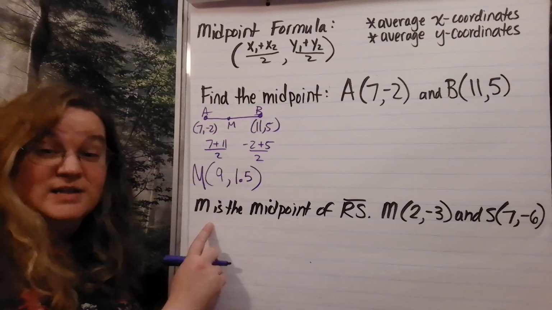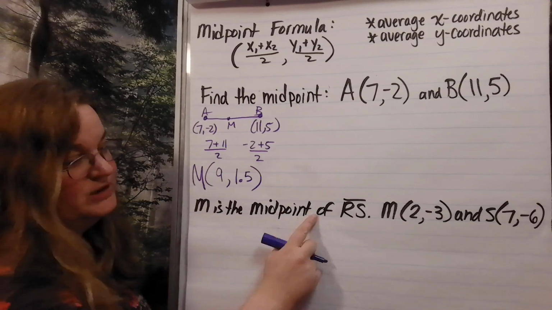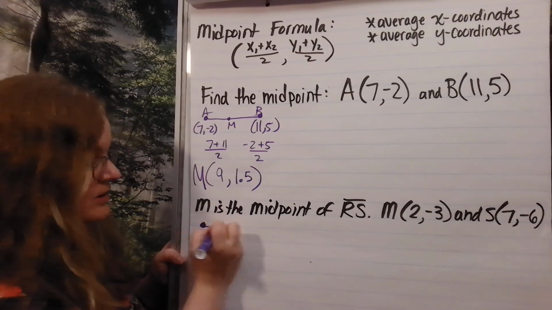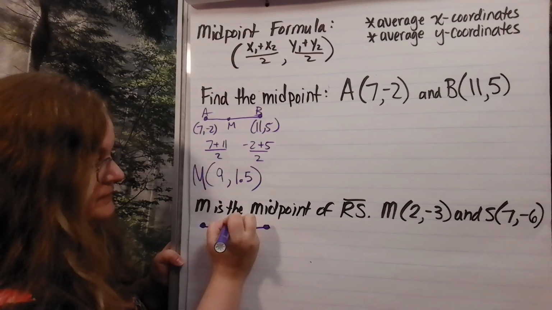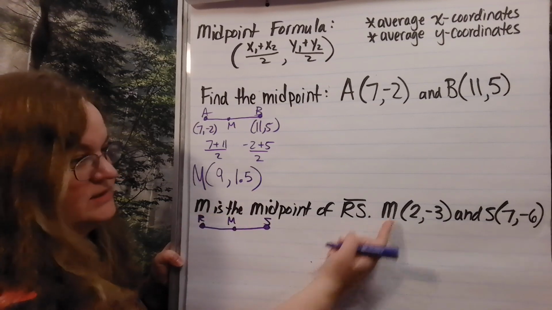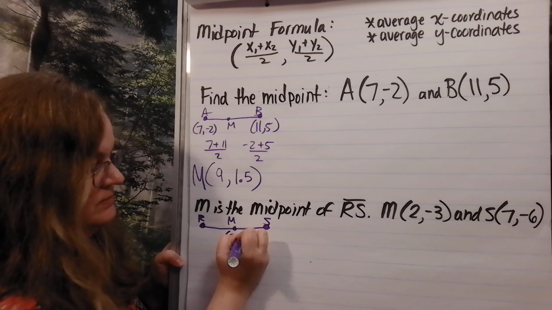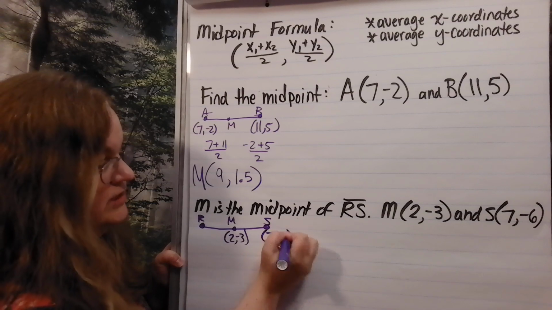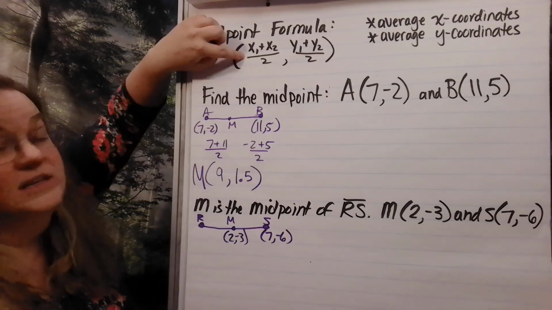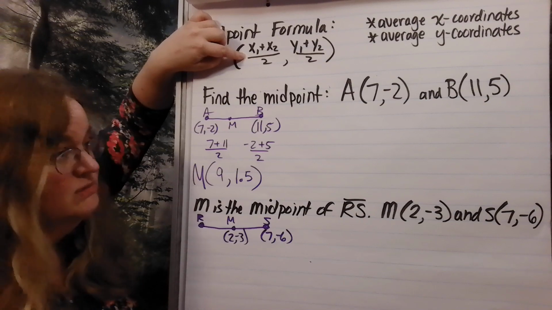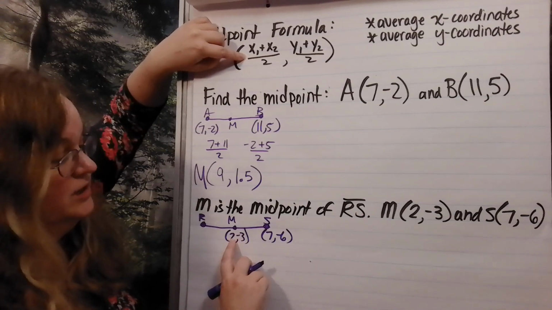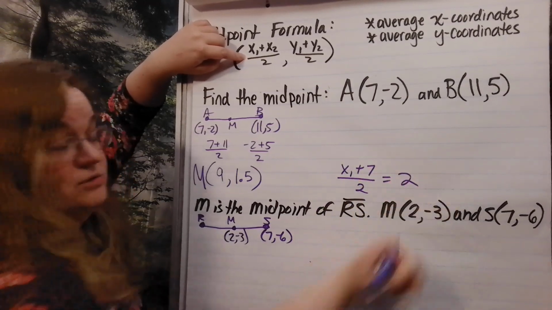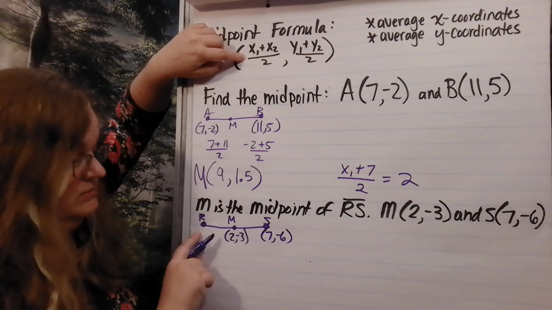All right, let's take a look at the next one. M is the midpoint of RS. It gives me M, it gives me S. So I've got RS, and I've got a midpoint. And this time it told me what M was, and it told me what S is. Now, there's two ways to do this. I could set it as an equation and do something like, for the x coordinate, x1 plus 7 divided by 2 equals 2, and solve it, and I would get what R is.